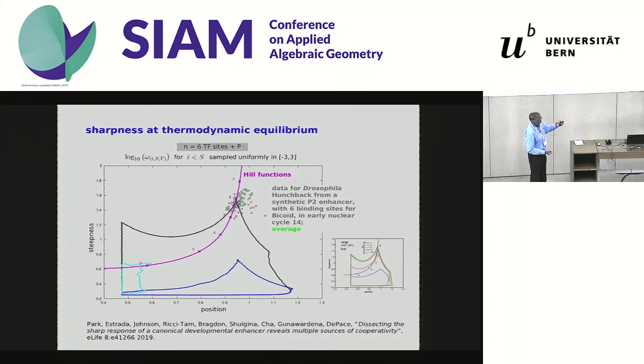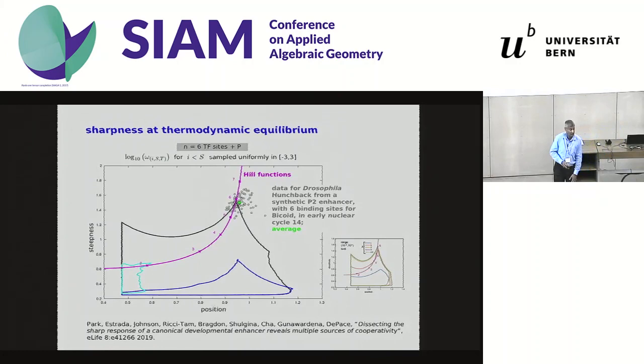So what we find is that at thermodynamic equilibrium, the position and steepness of these gene regulatory functions is confined to this region. There's an inaccessible region, and in particular, the Hill function of coefficient 6 is at the tip of the cusp. Okay, so there's a barrier. Is it, in fact, a Hopfield barrier?